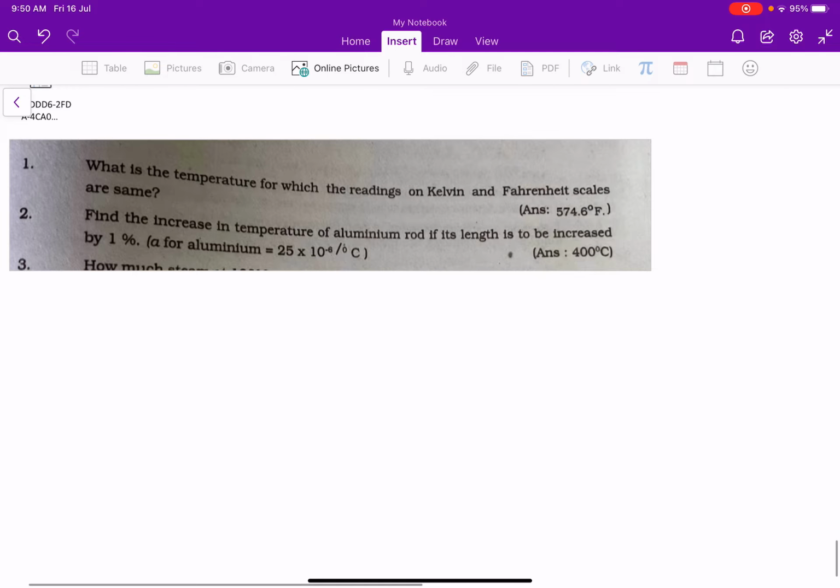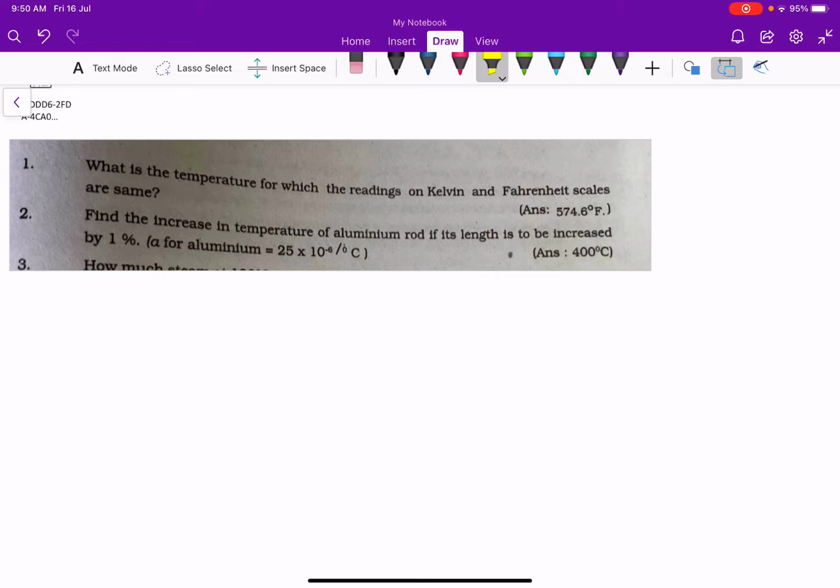So here the first problem is asking: what is the temperature for which the readings on Kelvin and Fahrenheit scales are the same? Temperature of Kelvin is equal to temperature of Fahrenheit. In that case, what is the reading? Okay, so here I'm going to solve this one.